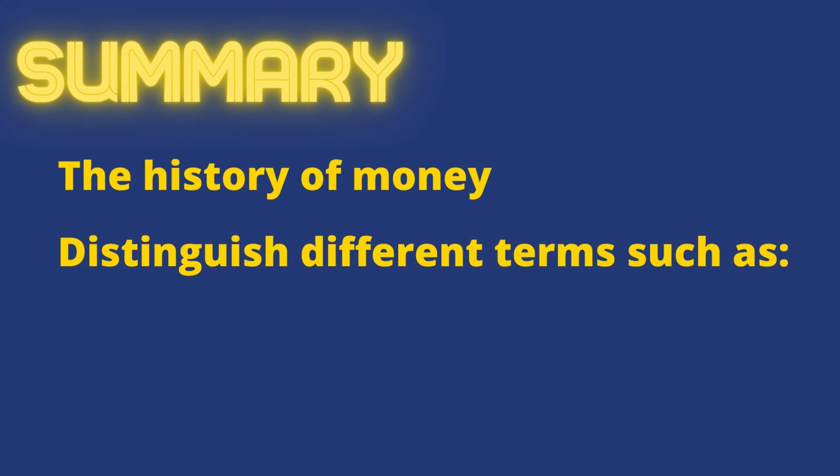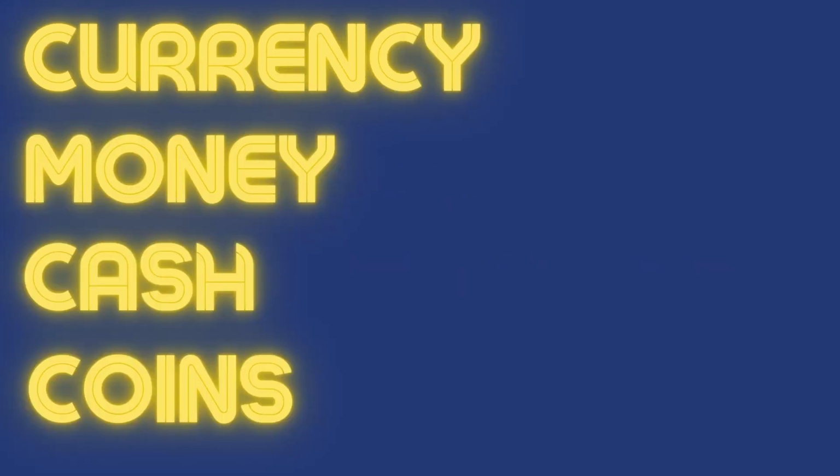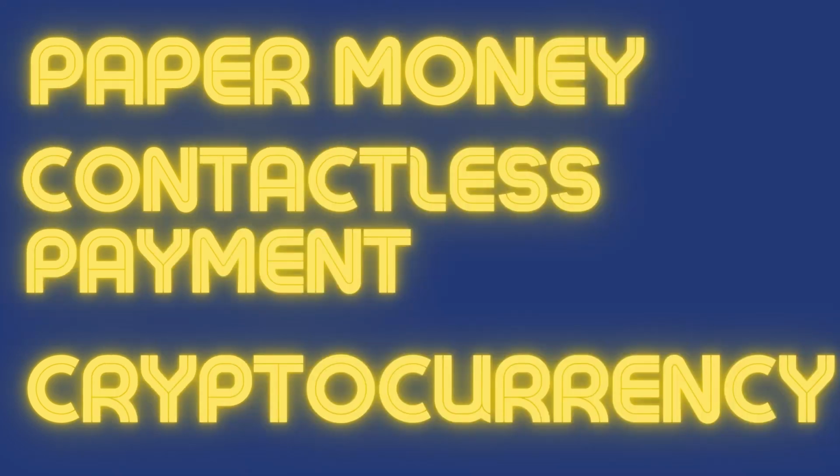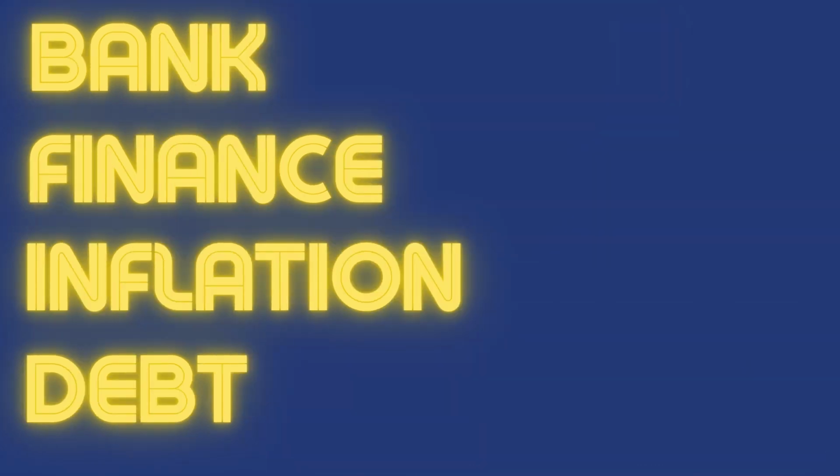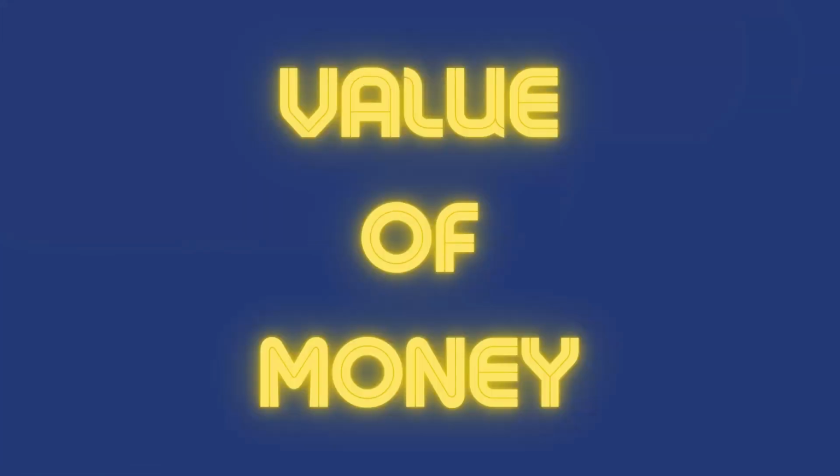To summarize, we have learned about the history of money. We have distinguished different terms such as currency, money, cash, coins, paper money, contactless payment, cryptocurrency, bank, finance, inflation, debt, gold standard, fiat money. Additionally, we have learned about the value of money.